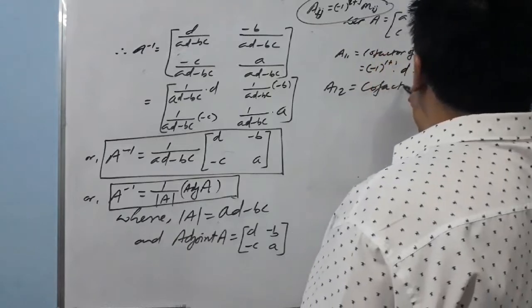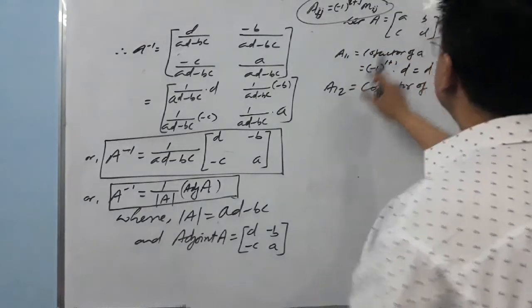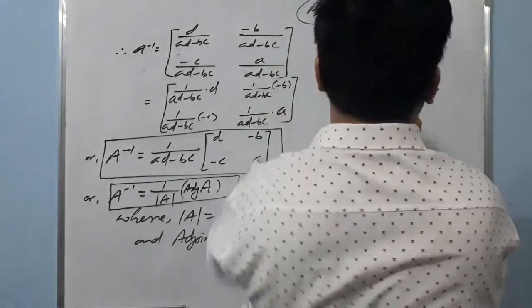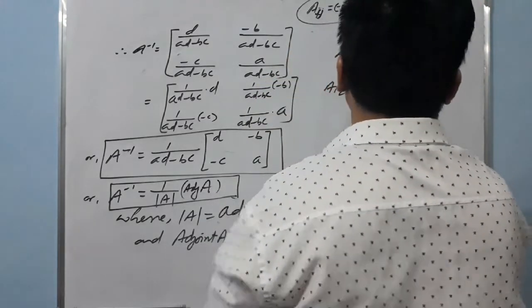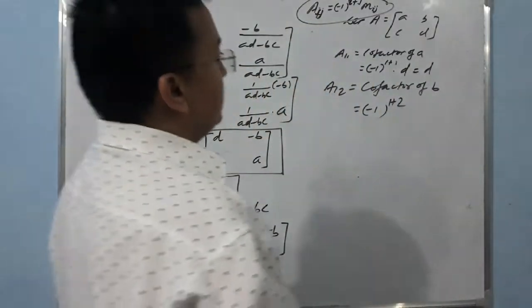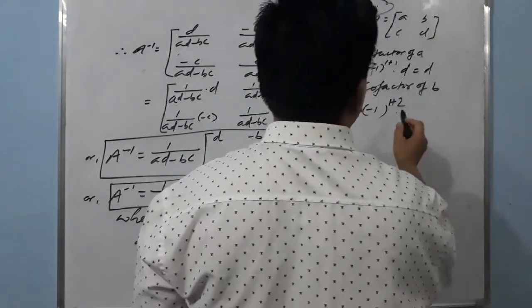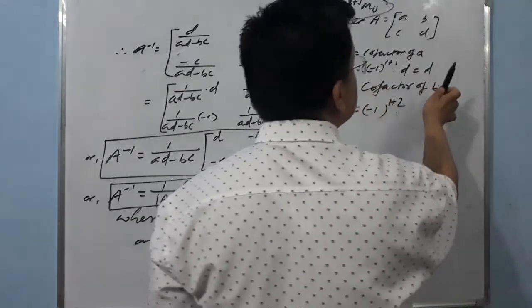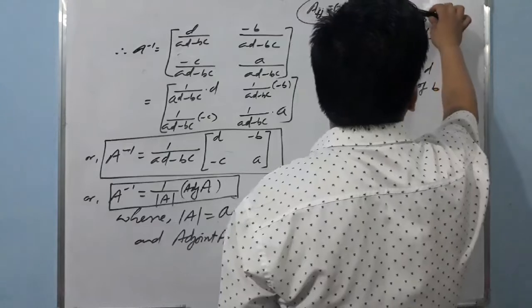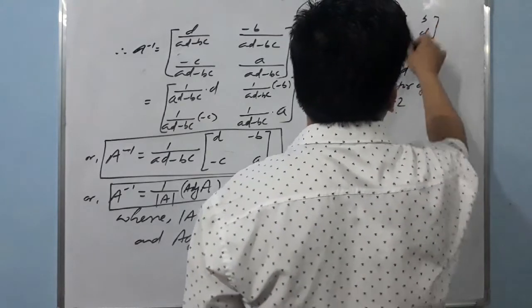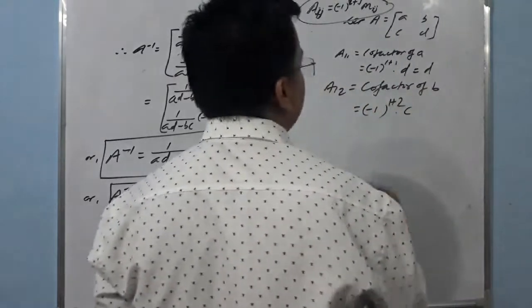A12 means the cofactor of A12, this one, B. Let's apply this formula: (-1) raised to power i plus j. i plus j means 1 plus 2, into the minor of B. To find the minor of B, let's delete its row and column. B is in the first row, deleted. B is in the second column, deleted. You will get only C. C is the minor of B.